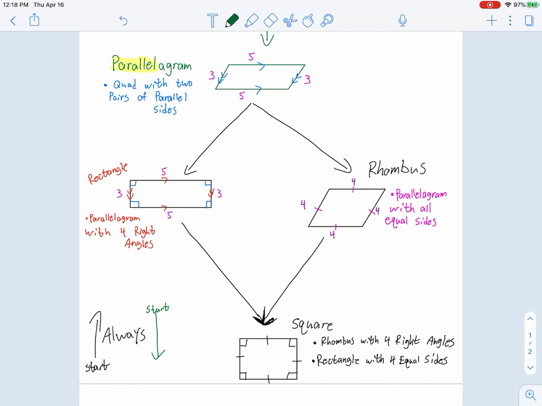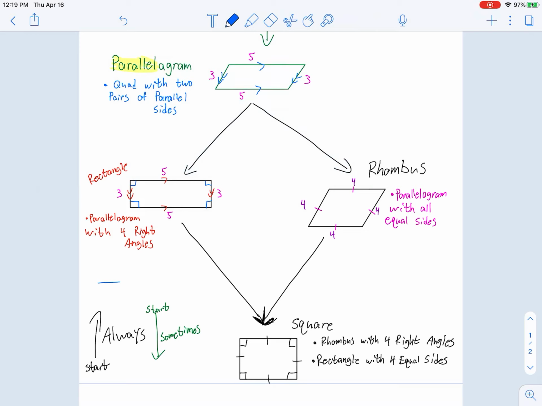Now, if we go down on our list, we start at the top. Is a rectangle a square? Sometimes. When is a rectangle a square? It is a square when all of its sides just so happen to be equal. But is it always? Nope. Not always. Now, there's one more option.